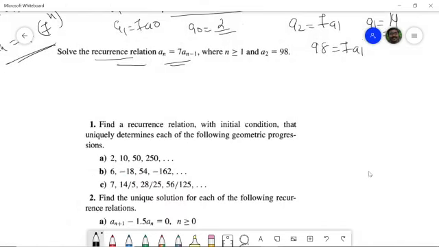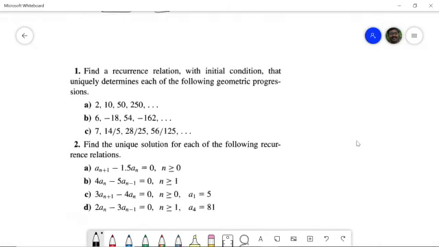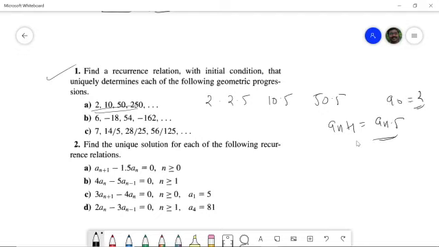Okay, so these are some problems which are given from a textbook. Find a recurrence relation with initial condition that uniquely determines each of the following geometric progressions. Okay, so let us try to write a recurrence relation here. The first term is actually 2, the second term is actually 2 into 5, the third term is 10 into 5, and the next term is 250, so basically it's obtained by 50 into 5. So what will be the recurrence relation? a(n+1) is obtained by multiplying the nth term by 5, and also a0 is 2 here. So I hope you understand this.